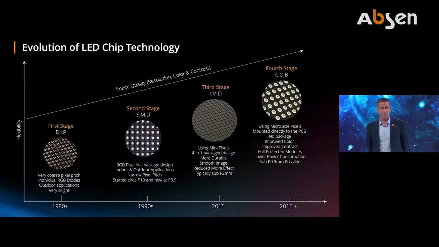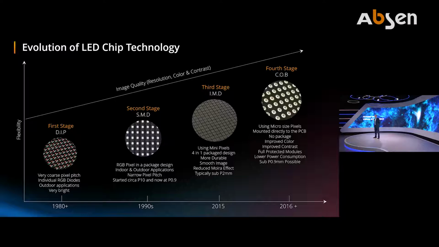And around about 15 years after the start of the SMD market, we saw the introduction of IMD, Integrated Matrix Device. This technology was using the latest mini pixels, but using a cluster of RGB pixels in each package.